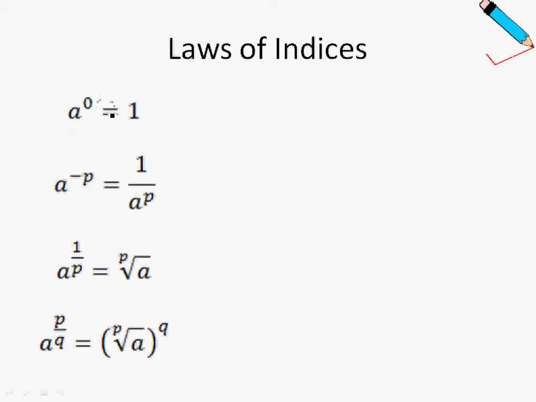So a to the power of 0 is 1. For example, 2 to the power of 0 is just 1. Another example, 5 to the power of 0 is just 1. You can check this on your calculator.